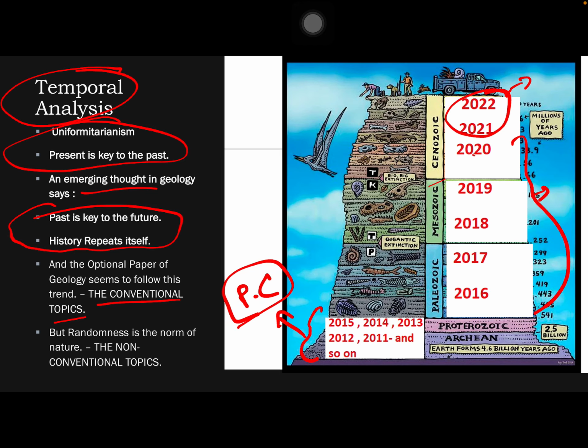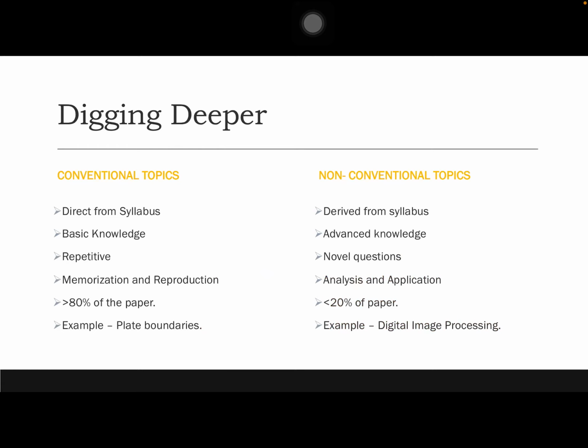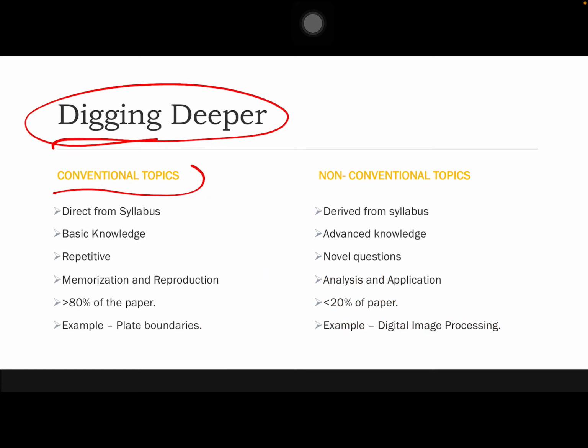But as randomness is the norm of nature, we also have a certain section in geology optional, as in every other optional, which is novel, which is application based, and which we call the non-conventional topics. Let's go a little more into the details. So the conventional topics, as we talked about, are those topics which are derived directly from the syllabus.